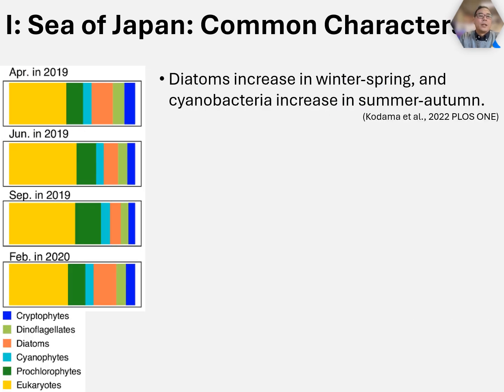On the other hand, the plankton ecosystem of the Sea of Japan is very similar to that of the North Pacific. The plankton community shows seasonal variations, and diatoms, the orange one, are high in the winter to spring. And Prochlorococcus, the green one, and Synechococcus, the light blue one, are high in the summer and autumn.